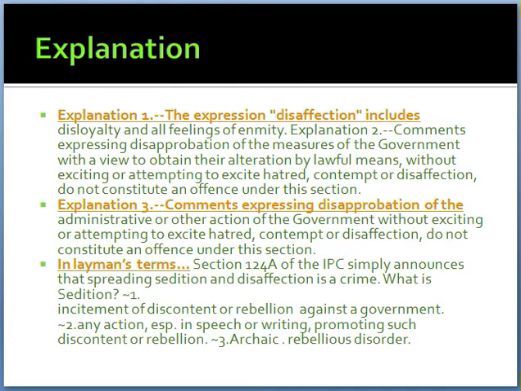Now, what is the explanation? Explanation 1: the expression disaffection includes disloyalty and all feelings of enmity. Explanation 2 says comments expressing disapprobation of the measures of the government, with a view to obtain their alteration by lawful means, without exciting or attempting to excite hatred, contempt, or disaffection, are not an offense.